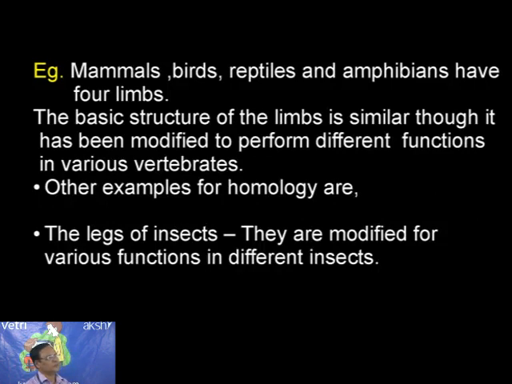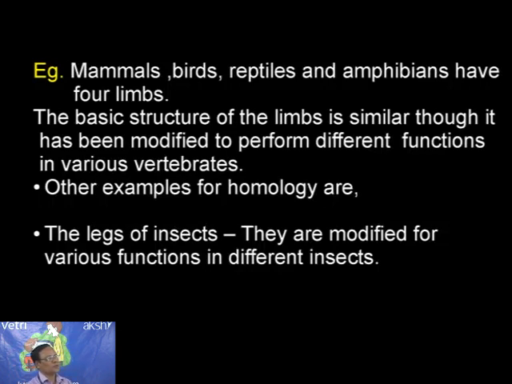I mentioned already the main example in all the vertebrates: mammals, birds, reptiles, and amphibians. They have four limbs, upper limbs and lower limbs. If we take the basic structure of the limbs, either the forelimbs or hind limbs, it is similar, though the limbs have been modified in different vertebrates to perform various functions.